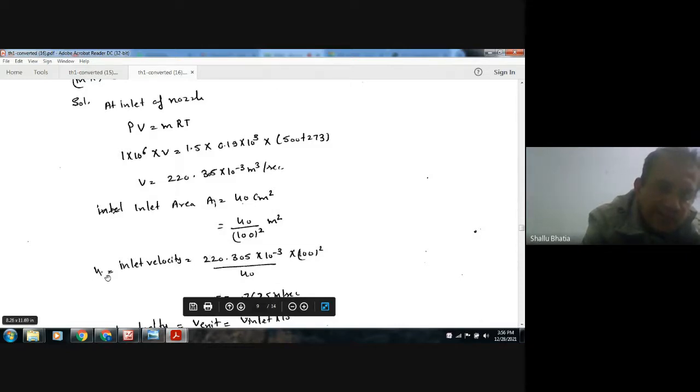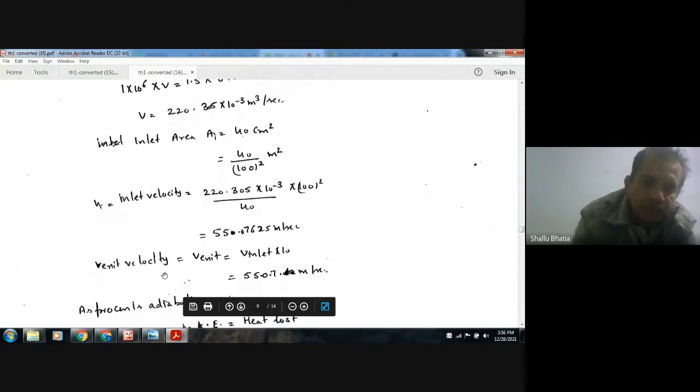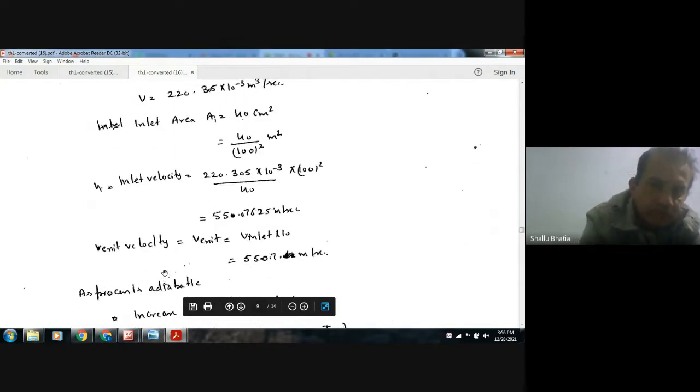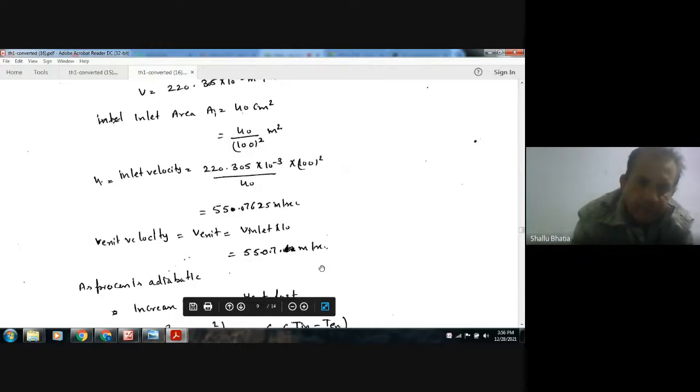Let it be V1. So this is 220 divided by 40 into 100 square. So V1 is the inlet velocity, that is 55.7625. Now the exit velocity is 10 times the inlet velocity, so when it is multiplied by 10, it will be 550.7 meter per second.